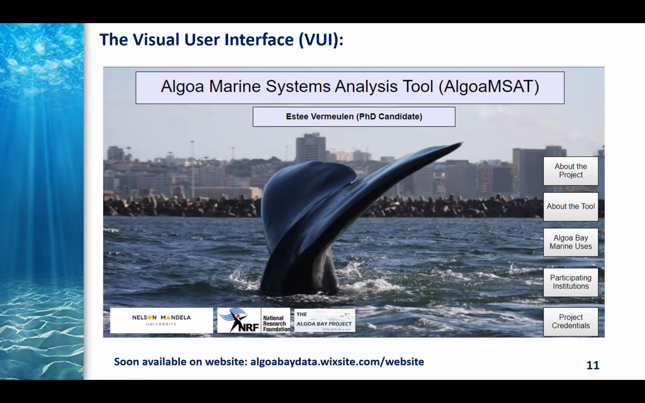And in order to complement the model, we developed the online visual user interface. This allows the model to be accessible to stakeholders and decision makers, so that they can use the model and further conduct additional scenario planning in a multi-sectoral planning setting.